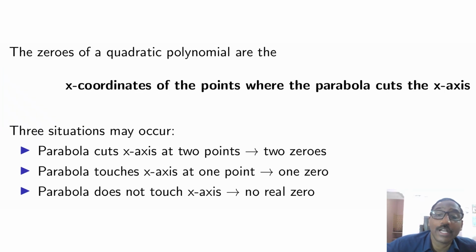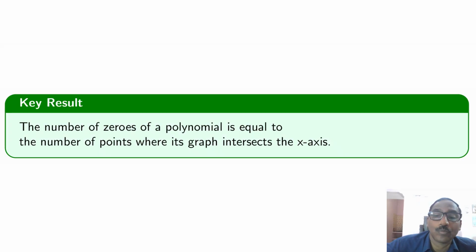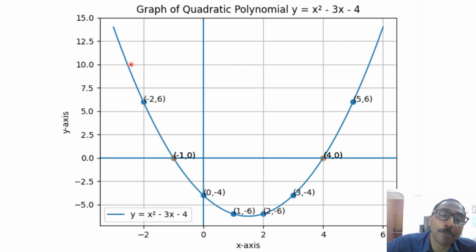I will show the graph in the next slide. Here see the parabola path. Yes, this is a parabola. This is a parabola that opens upward. Sometimes the parabola opens downward also. That is also a parabola.